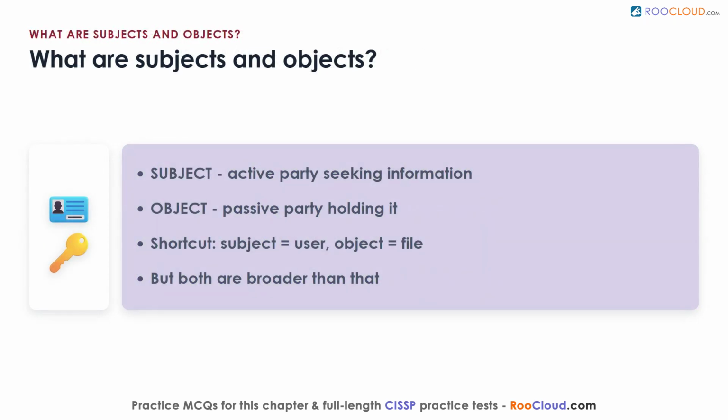What are subjects and objects? And why does the distinction matter? Access control is really about the relationship between two roles. A subject is the active party that reaches out to get information. An object is the passive party that holds or provides it. A quick shortcut is to read subject as user and object as file. But subjects also include programs, services, and computers. And objects include databases, printers, and processes. So the model is broader than just people opening documents.